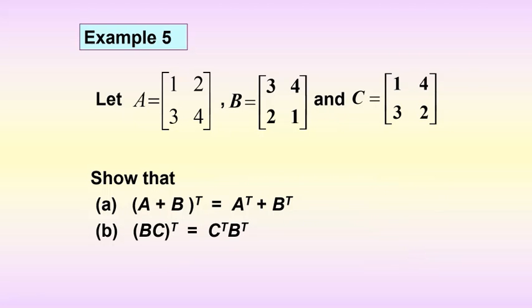Example 5. Let A be the matrix 1 2 3 4, B the matrix 3 4 2 1, and C the matrix 1 4 3 2. Show that A plus B, transposed, equals A transpose plus B transpose, and that B times C, multiplied first and then transposed, equals C transpose multiplied with B transpose. So you have to show whether this statement is true or not.